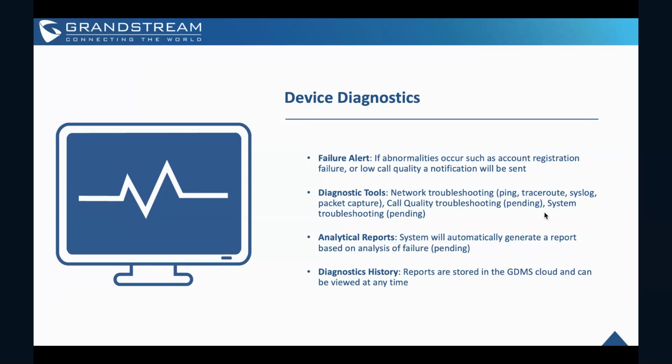And the reports are stored in GDMS Cloud and can be viewed at any time. So not only do we see the information right now, we can actually pull out historic reports so that we can start to see exactly what's been going on. If we've got an ongoing issue, we can start to pull the historical reports to be able to see and start to determine what is causing those issues.